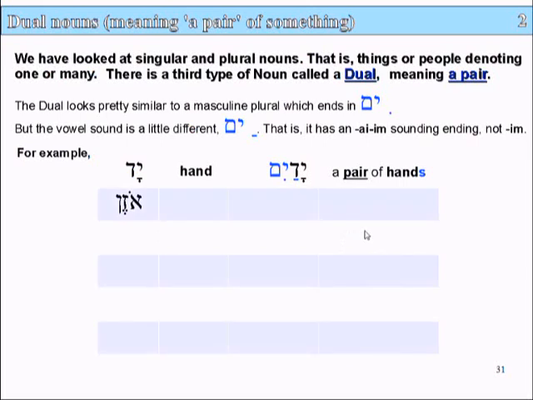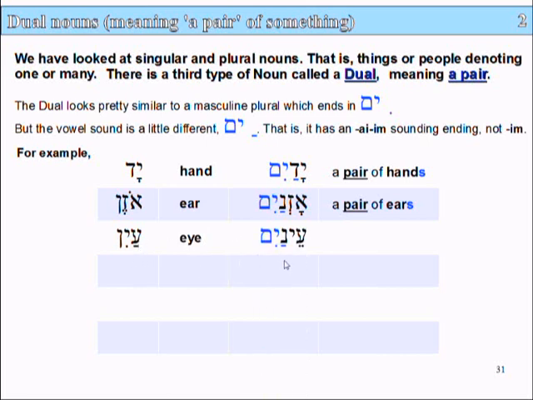Ozin, which means ear, the dual, ozanaim, a pair of ears. Ayin means eye, becomes ayanaim, a pair of eyes. Regal, which means foot, becomes raglaim, a pair of feet.